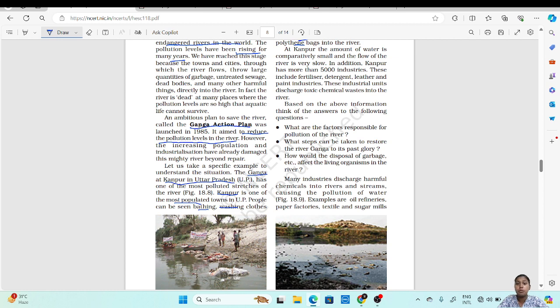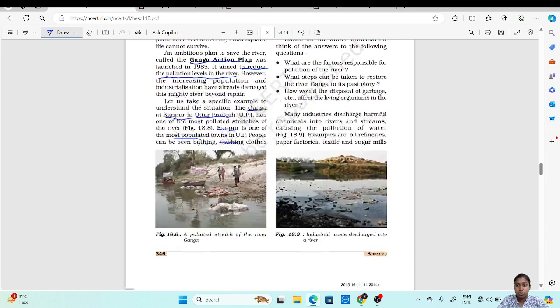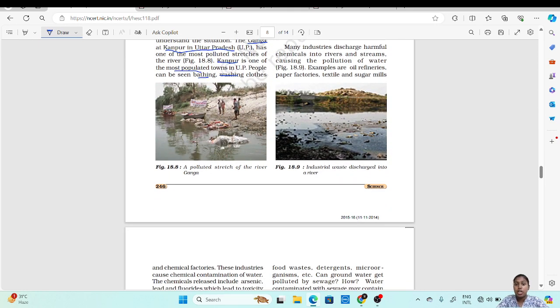In addition, Kanpur has more than 5,000 industries. Apart from people contaminating that river, there are 5,000 industries also. These industries produce fertilizers, detergents, leather and paint. They release all their waste into the river without treating it. They discharge toxic chemicals into the river, which is very dangerous for the aquatic organisms as well as the people who use that water for their personal purposes.